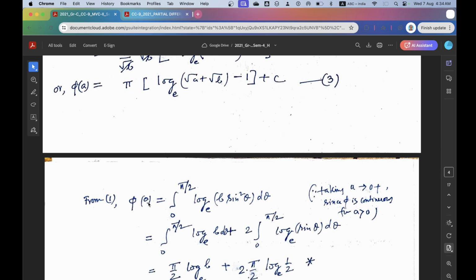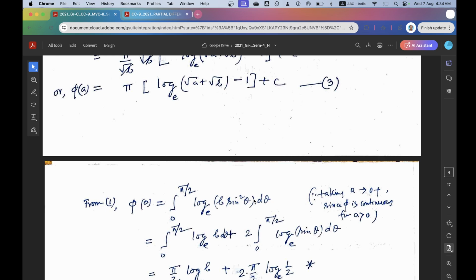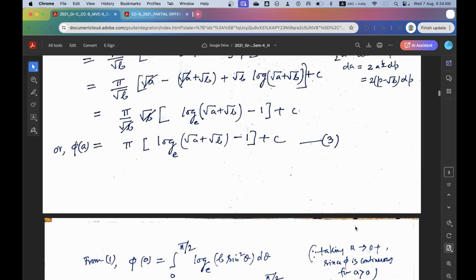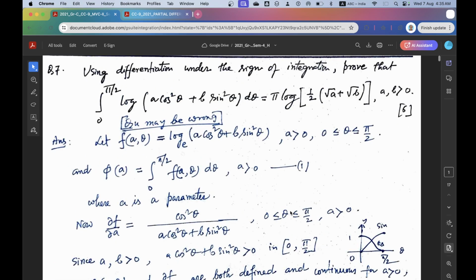Now from 1, phi 0 is equal to integration 0 to pi by 2 log to the base e of b sin square theta d theta, taking a tends to 0 plus, since phi is continuous for a greater than 0. From this equation 1, phi a equals integration 0 to pi by 2 log of a cos square theta plus b sin square theta d theta. So taking phi 0, a equal to 0, we get this log of b sin square theta d theta.